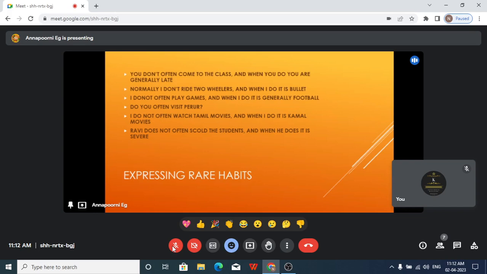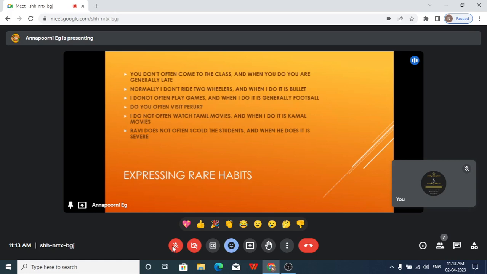Similarly, Ravi does not often scold the students. So he is not a person who scolds the students unwantedly. And when he scolds, it is severe. So scolding is the rare habit which is expressed here. Ravi often doesn't scold, but when he does, it is severe. So the rare habit expressed here is Ravi's scolding. Okay, so this is what is meant by expressing rare habits.